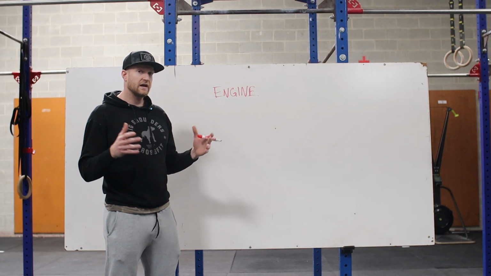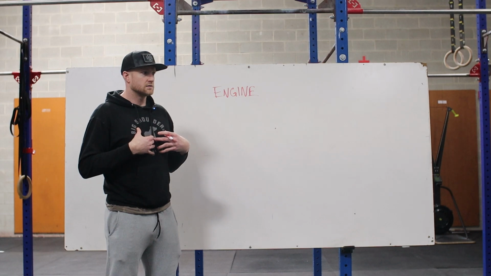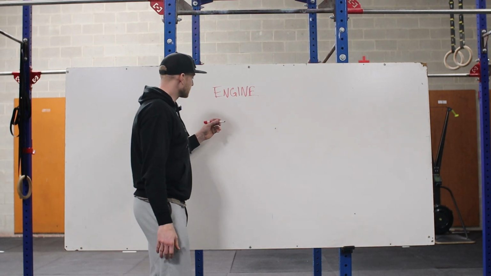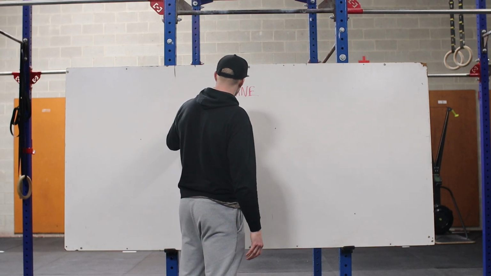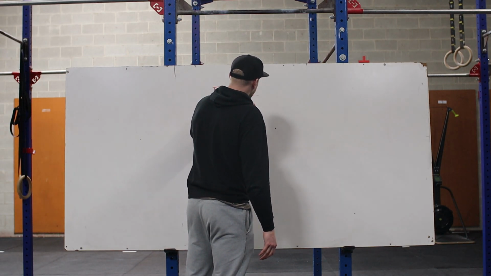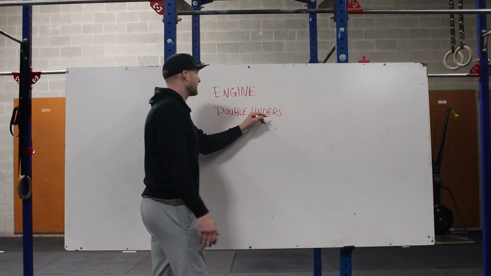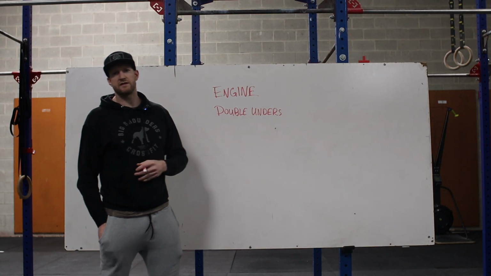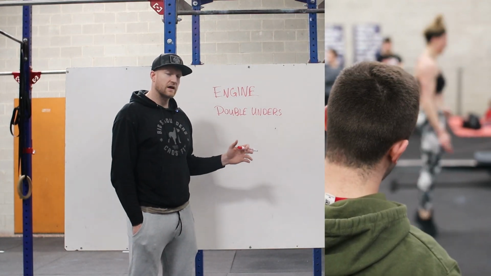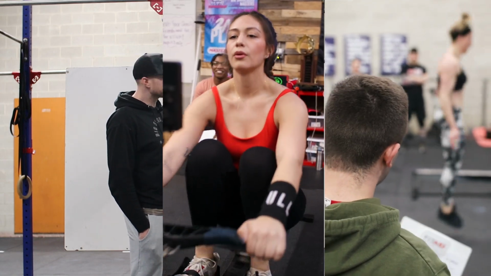Next one would be actually, and I think this is the lowest hanging fruit of the skills, would be double unders. So in 24.2, that workout was largely dictated by how good you were at double unders. If you were proficient at those, the rowing pace, that wasn't going to slow you down too much, again, assuming you have a decent engine.